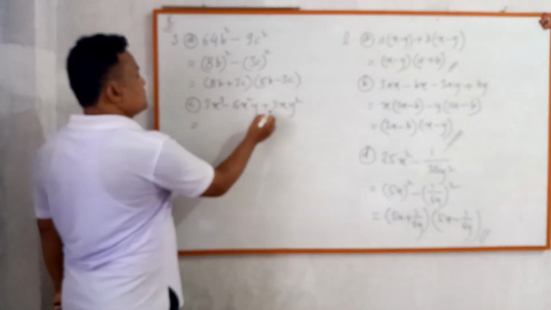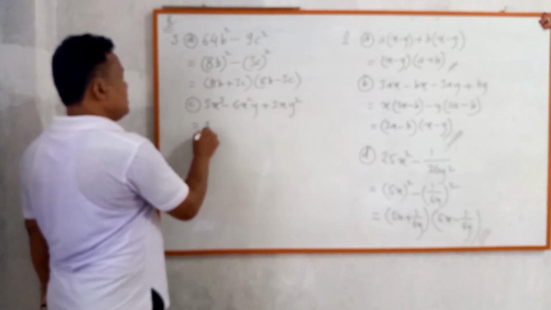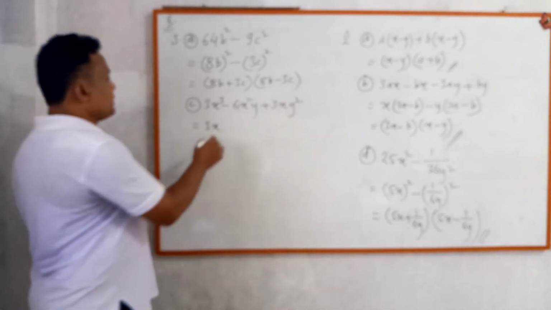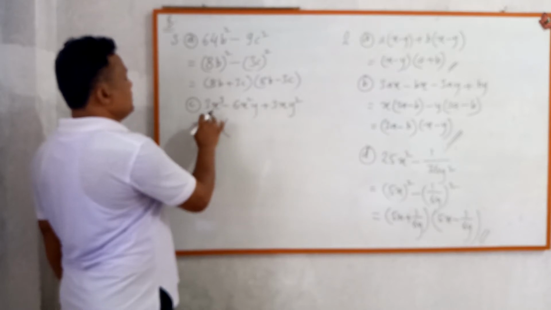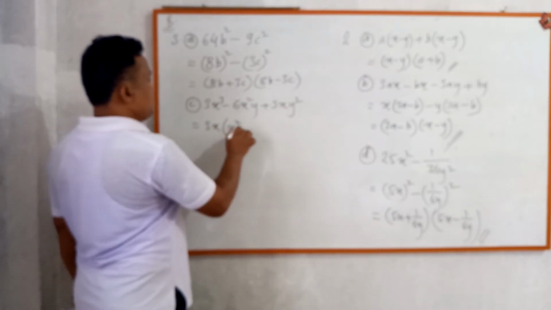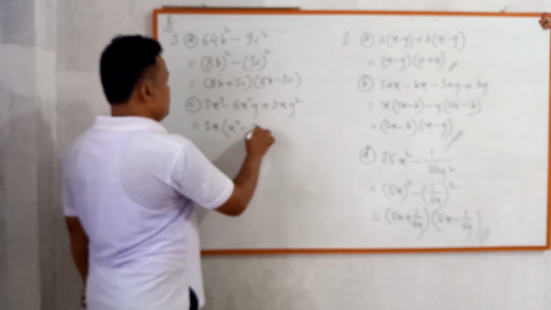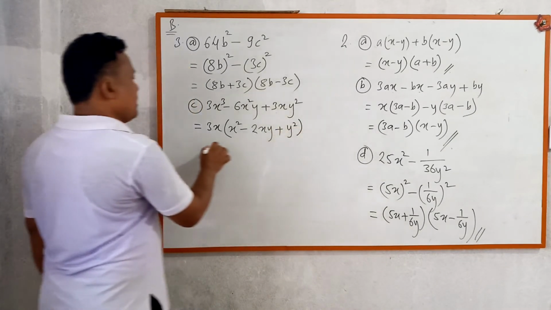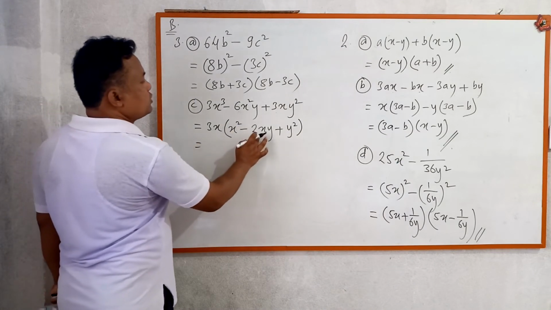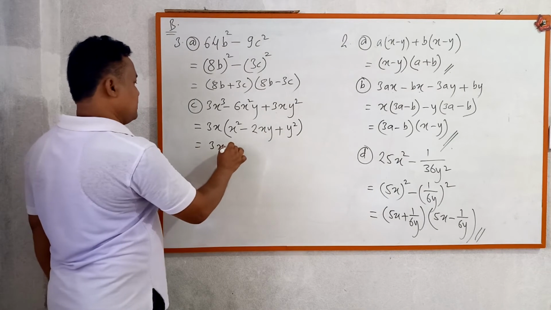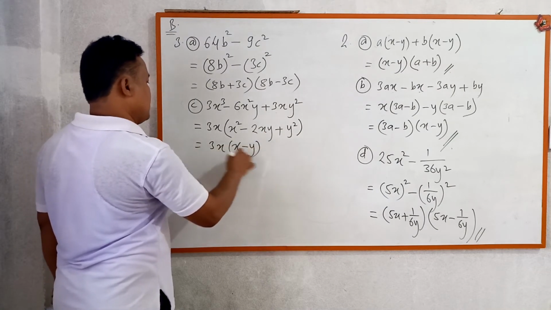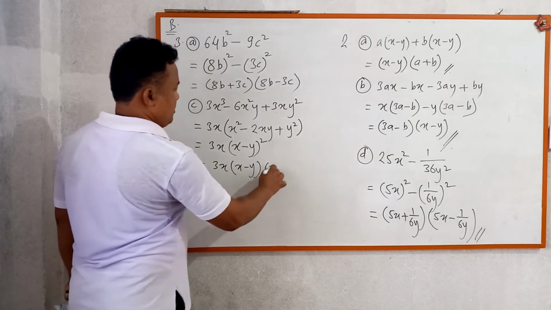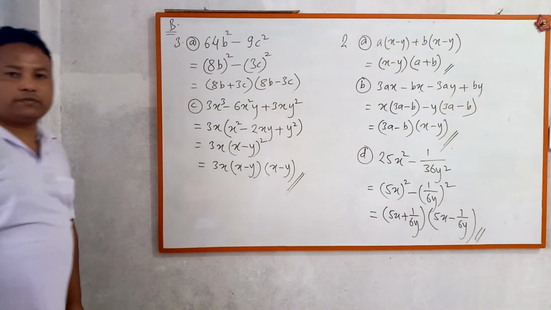Look at that. 3, 6, 3. 3 is common obviously. And x cube, x square, x, so x is common. So 3x only is the common here. After taking 3x common, what has been left here? x square minus 2xy plus y square. Okay. Now this is in the form of a square minus 2ab plus b square, so that is x minus y whole square. And the factors are 3x, x minus y, x minus y. So these are the factors for this expression.